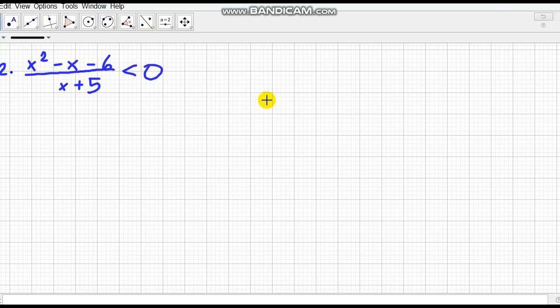For our next example, let's have x squared minus x minus 6 all over x plus 5 is less than 0. As we can observe here, the numerator this time is a quadratic expression. So we're going to do something about it. Now, the first thing that we have to observe is that the right side should be 0. In this case, it's already 0, so we have no problems with that. Now, we have to break down this quadratic expression into two binomials by factoring. Please review factoring.